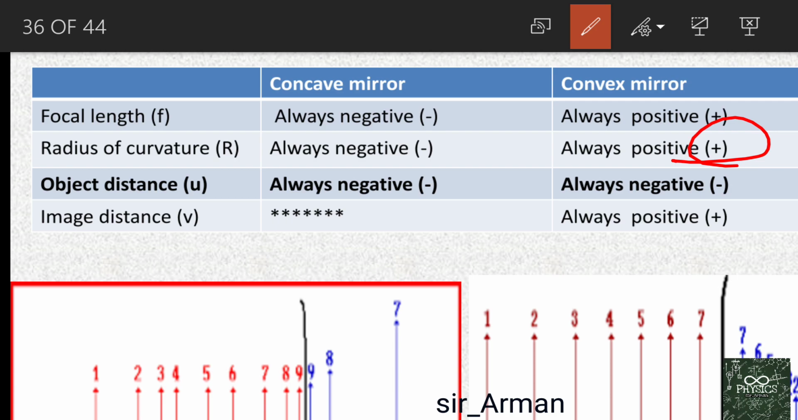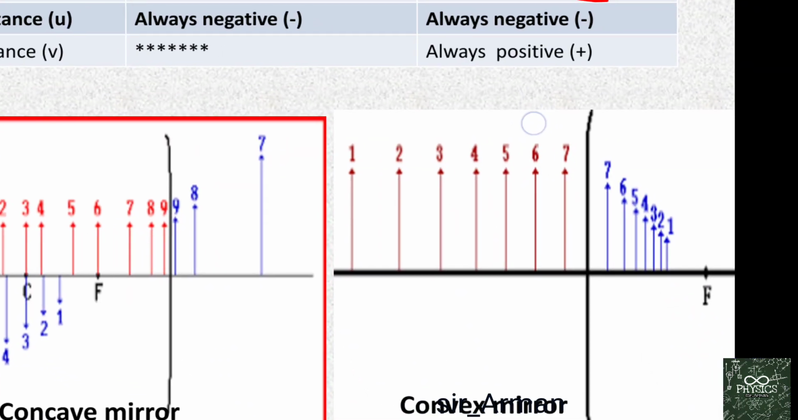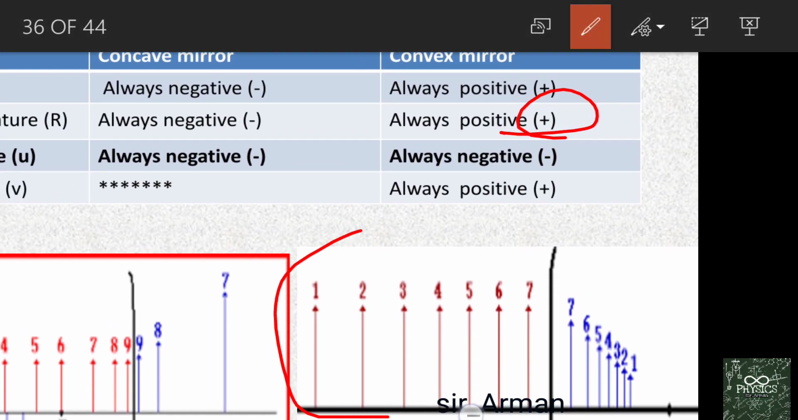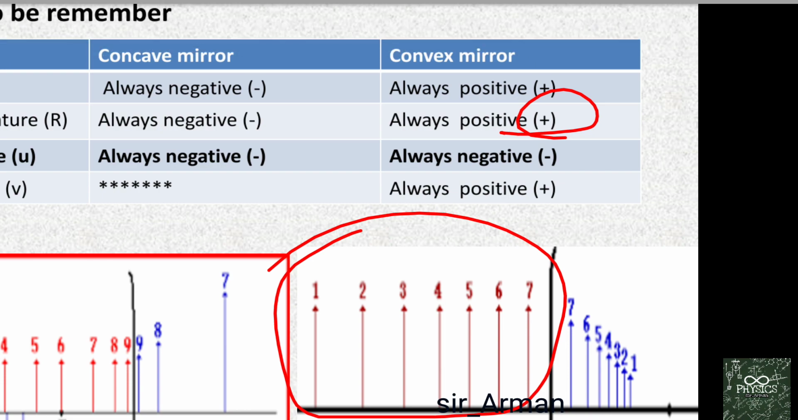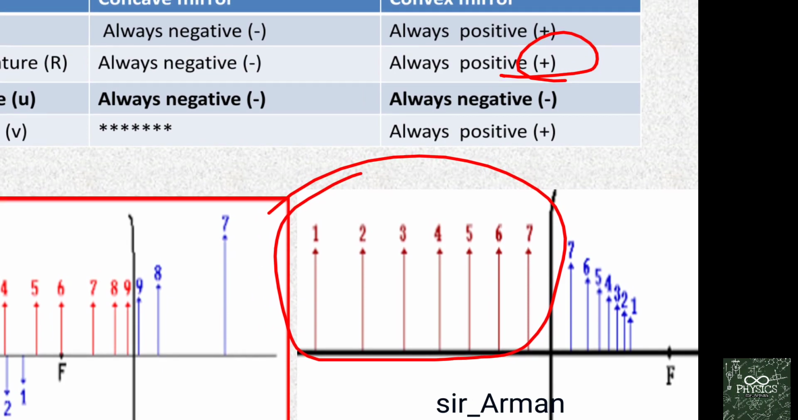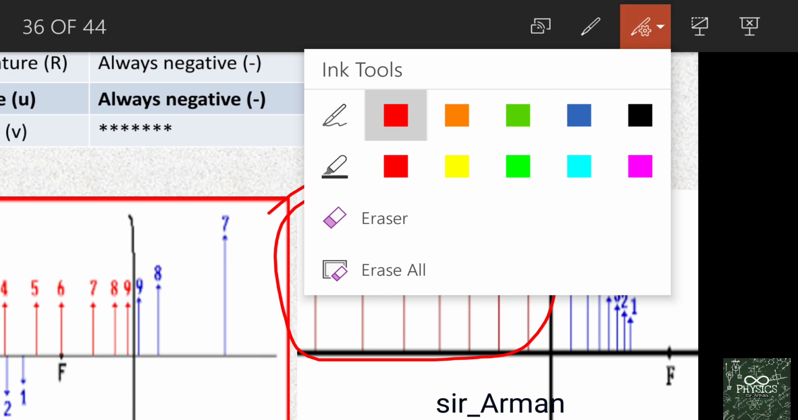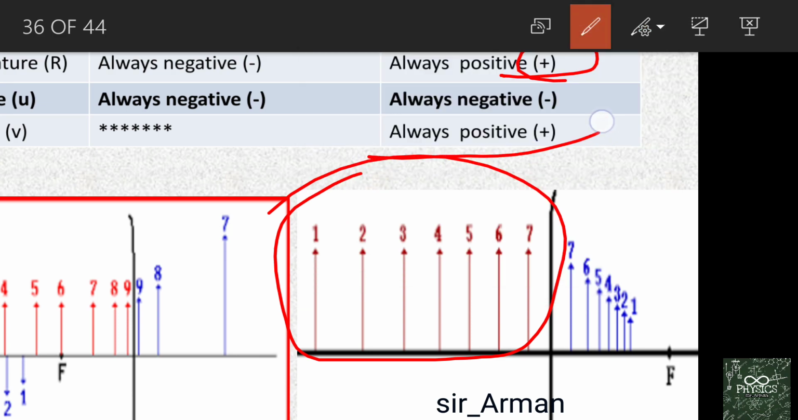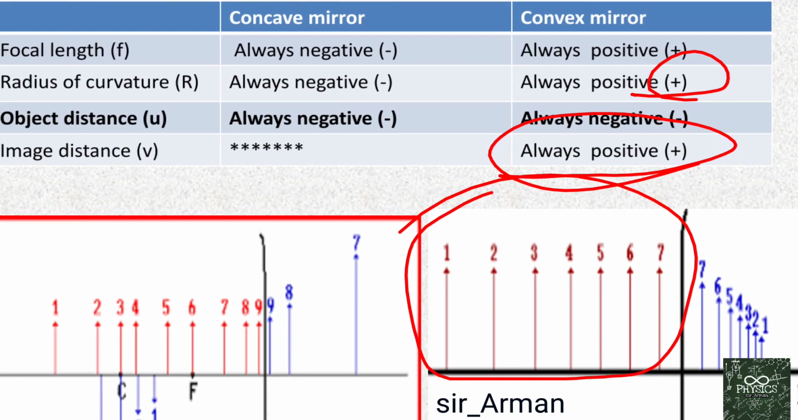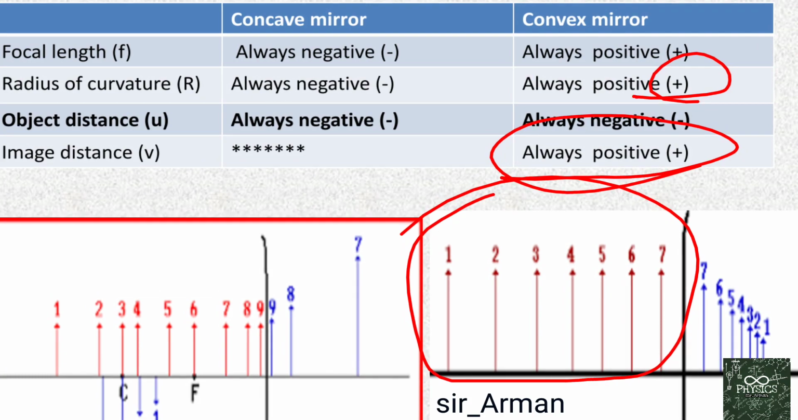Similarly, object we have to always place towards the left of the origin. So here all these are the object distances, and you can see that for the various object distances we get our image towards the right of the origin, right? So we will always get the image towards the right of the origin. Hence we have to consider the image distance positive in all the cases of convex mirror.